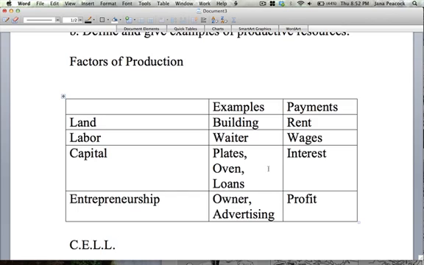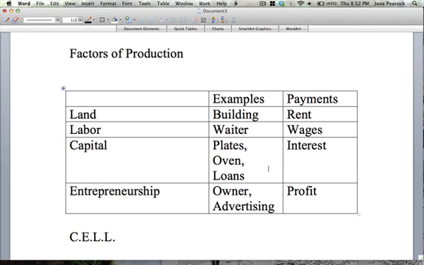And then there are the questions for the different payments. And often I see a question like the payments for land, labor, capital, and entrepreneurship are which of the following in order. So you would need to know these and be able to match them up with the correct payments. So those are the sort of questions that you need to prepare yourself for.